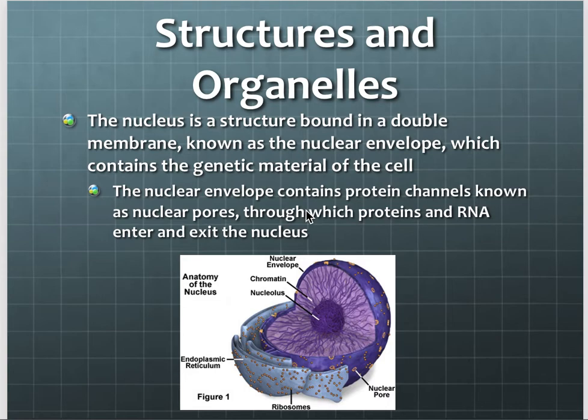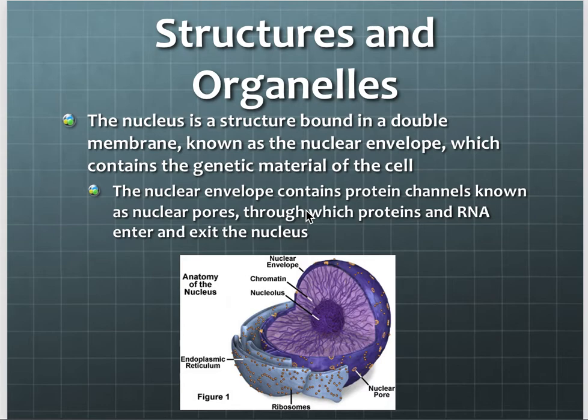Now, the nucleus itself has a double membrane around it. Just like the double membrane that surrounds your cells, there is a phospholipid membrane that surrounds the nucleus. And we call it the nuclear envelope or the nuclear membrane. It doesn't matter to me which one you call it.